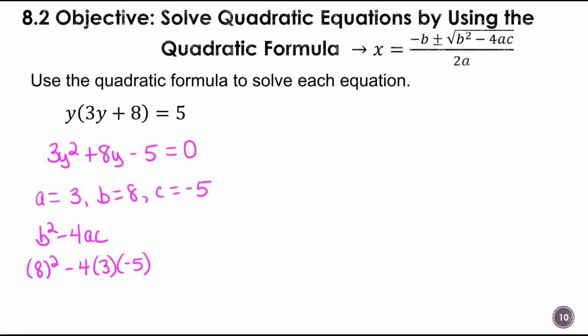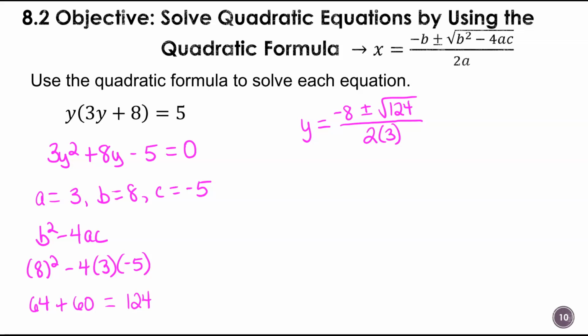Being careful with our signs. So on this one, we're going to have 64, and that's going to be plus, right? Because I have a negative times a negative, and that's 12 times 5, which is 60. So this is going to be 124. Okay, and so now we put everything into the formula. Y equals the opposite of b, which makes that a negative 8, plus or minus the square root of 124 over 2 times a, and a is 3.